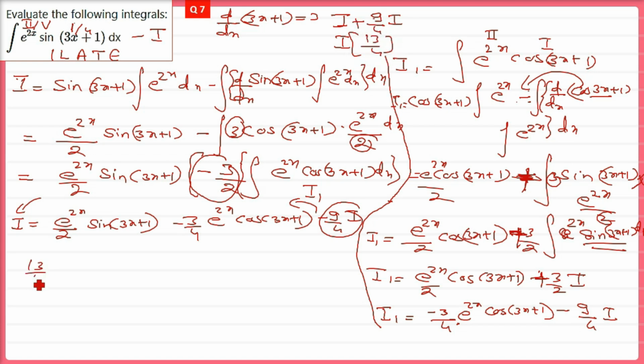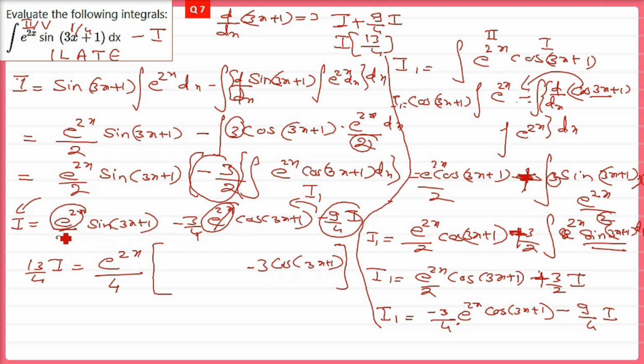So 13 by 4 I is equal to, now what you can do here is, you know that e raised to 2x can be taken as common, and 4 is the highest in the denominator, so you can take that common also. So e raised to 2x divided by 4, inside this we have sin. When we take the right part, only 3 will remain. So negative 3 cos 3x plus 1 will come. On the left, since 2 is in the denominator, you have to multiply it by 2. So 2 e raised to 2x already taken out, so only sin 3x plus 1 will remain.